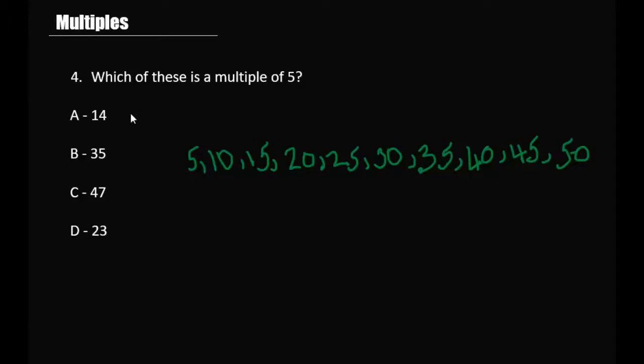First, we have 14. 14 isn't here, so that means it's not a multiple, so we're going to cross it off. Next, we have 35. 35 is right over here, so it is a multiple, so we're going to put a check mark right next to it. 47 is next, and 47 is not here, so that means it's not a multiple either. So we're going to cross it off. And next, it's 23. 23 isn't here either, so that means it's not a multiple, so we're going to cross this off as well. Now let's go to the next page.